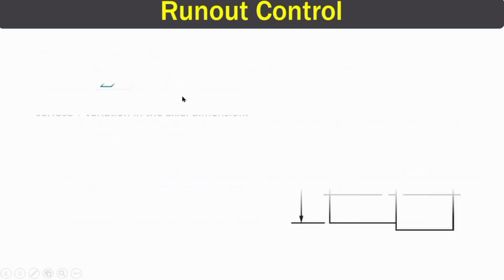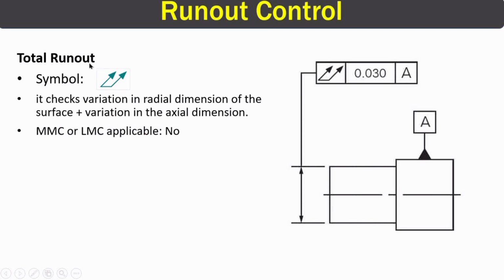Now moving on to our second runout control, that is total runout. This right here is the symbol for total runout. These two arrows indicate total runout. Total runout also measures the deviation in circular surfaces just like circular runout does, but total runout does it in 3D. It checks the variation in radial dimensions, and also the variation in the axial dimension. We will show you it in the next slide. MMC or LMC are not applicable in runouts.